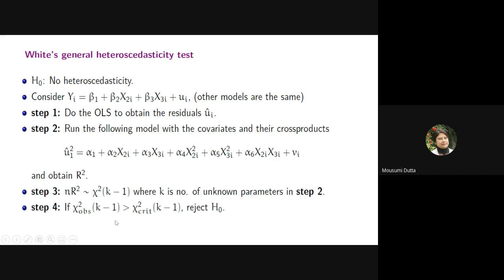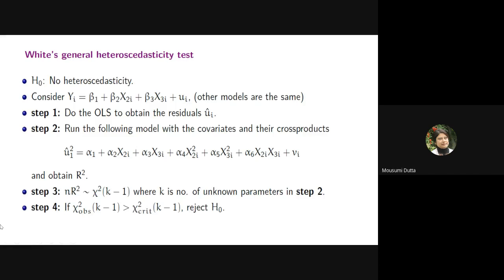So if we find that the estimated chi-square is greater than the critical chi-square, the one found on the basis of the tabular value of the chi-square, you have to reject H0. This is the standard rule. Estimated value, if it is greater than the tabular value, we reject H0. Rejection of H0 means there is heteroscedasticity.